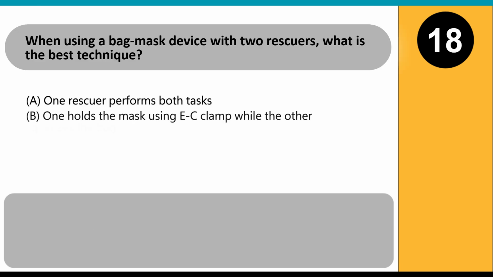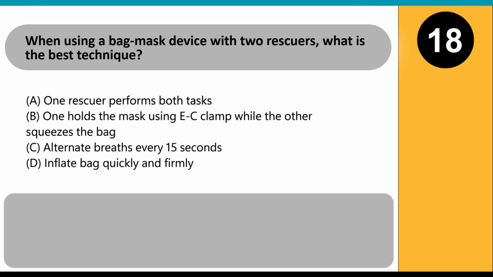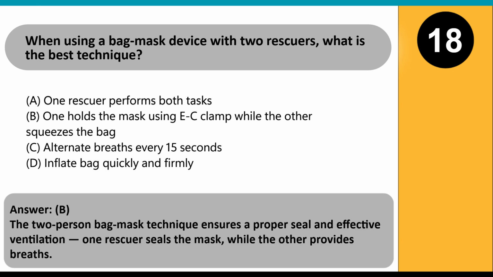When using a bag mask device with 2 rescuers, what is the best technique? A. One rescuer performs both tasks. B. One holds the mask using EC clamp while the other squeezes the bag. C. Alternate breaths every 15 seconds. D. Inflate bag quickly and firmly. Answer: B. The two-person bag mask technique ensures a proper seal and effective ventilation. One rescuer seals the mask, while the other provides breaths.